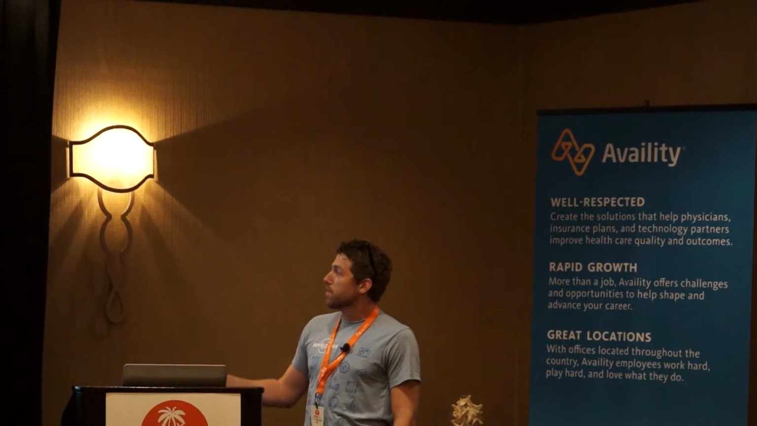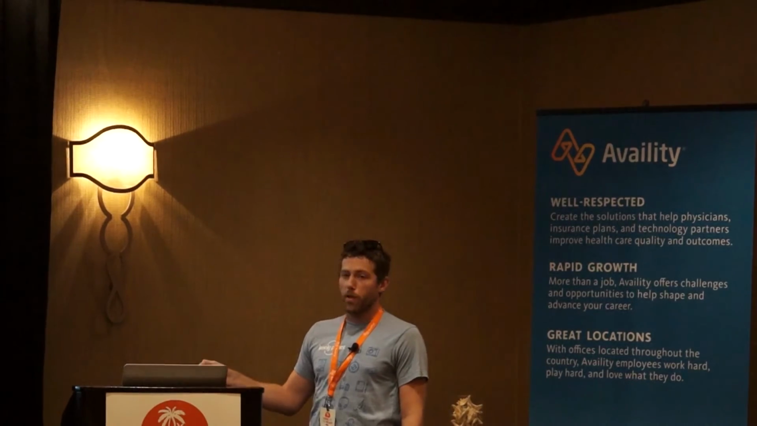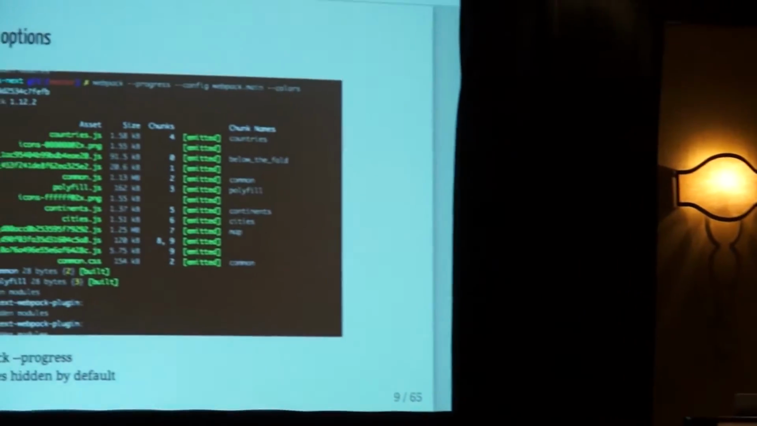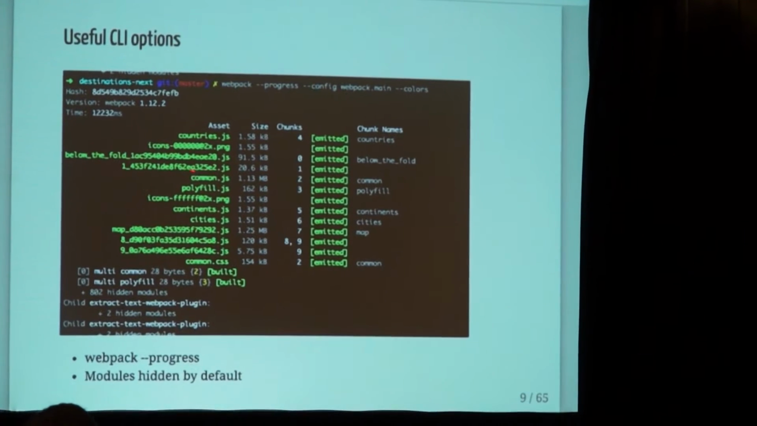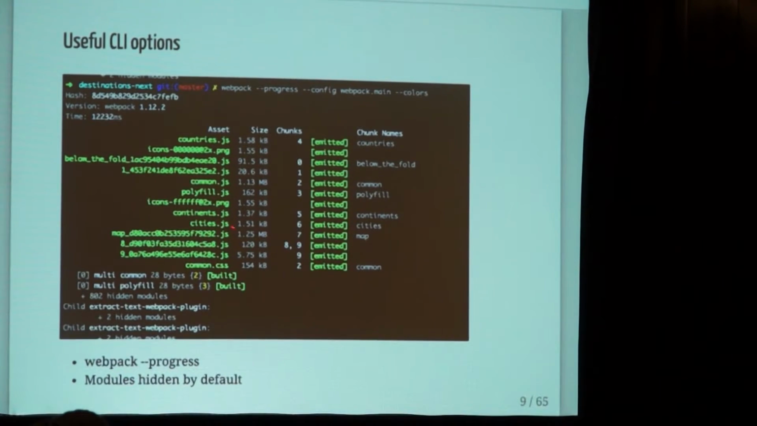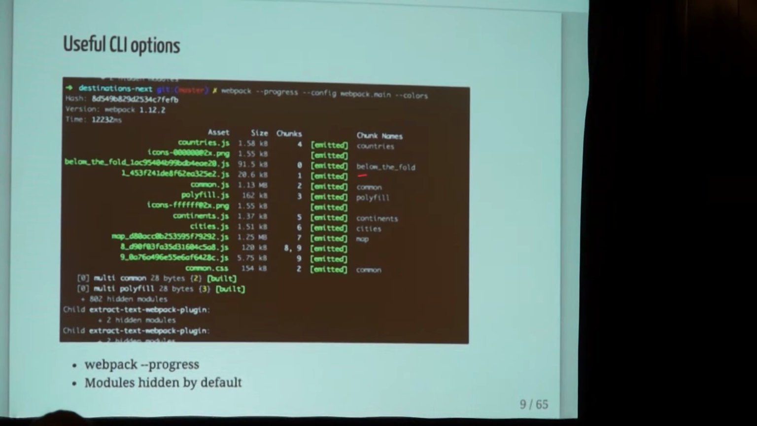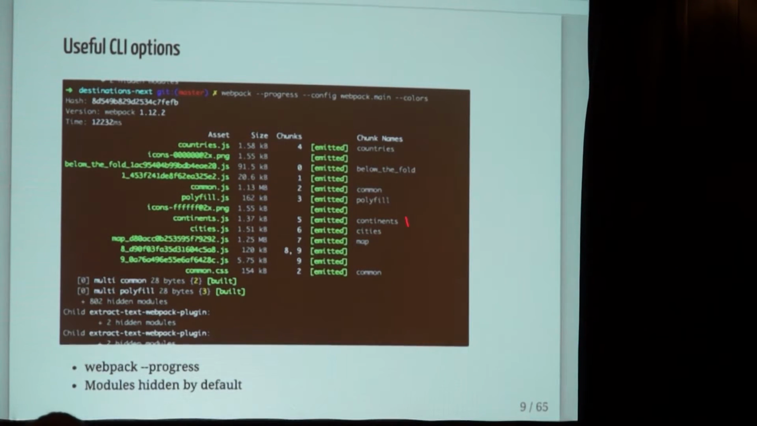It tells you the size of every little chunk you have. This is actually real output from our Webpack config at work. So I've got a bunch of different entries like this: countries, cities, continents. Those are all my entry chunks. And they have names over here on the side. We'll talk more about these in a minute.